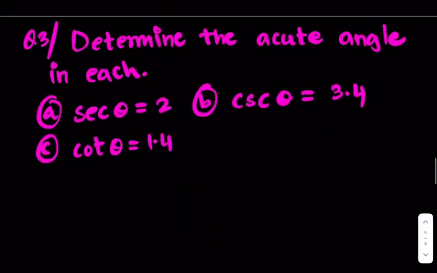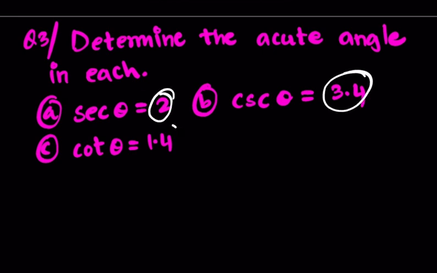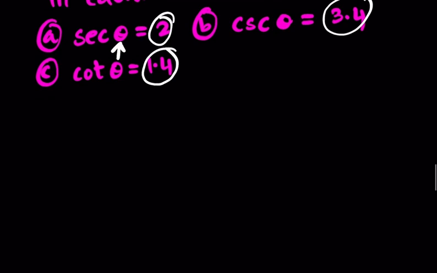Now let's look at this last problem which says determine the acute angle in each. So in this case the ratios are already given, and what we are asked is to find this angle theta. And in doing so, it's important to convert these ratios into sine, cosine and tangent because we don't have secant, cosecant or cotangent in the calculator. So let's solve for A.